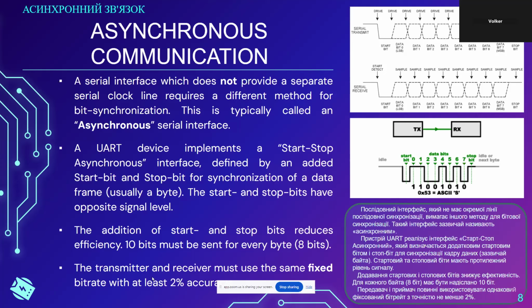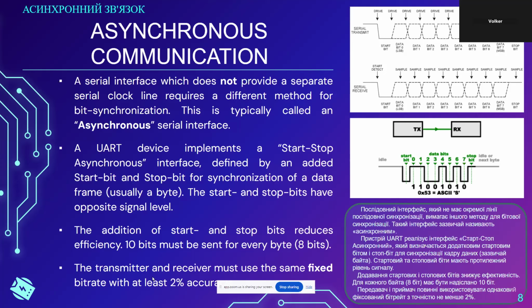The classic version of use of an asynchronous serial interface is operated by a UART device. UART literally stands for Universal Asynchronous Receiver Transmitter, which also is part of a later slide. The UART device implements a start-stop asynchronous interface defined by an added start bit and stop bit for synchronization of a data frame. The data frame is usually a byte. Most people probably have heard of a UART. They've heard of serial interfaces that are asynchronous.